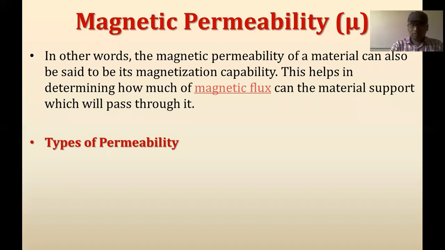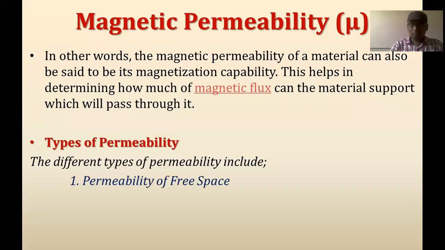If you see that, the types are: number one, permeability of a free space, or you can call it a vacuum or air medium, and it can be denoted with a mu zero. This zero stands for permeability of a free space, air medium or vacuum. Then the second one is the permeability of a medium.